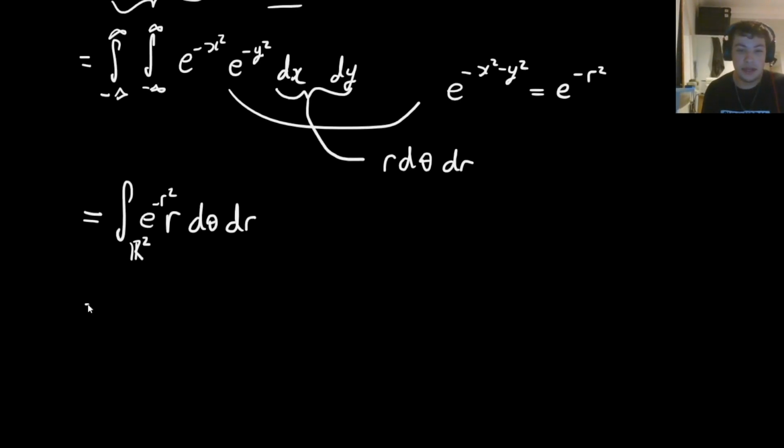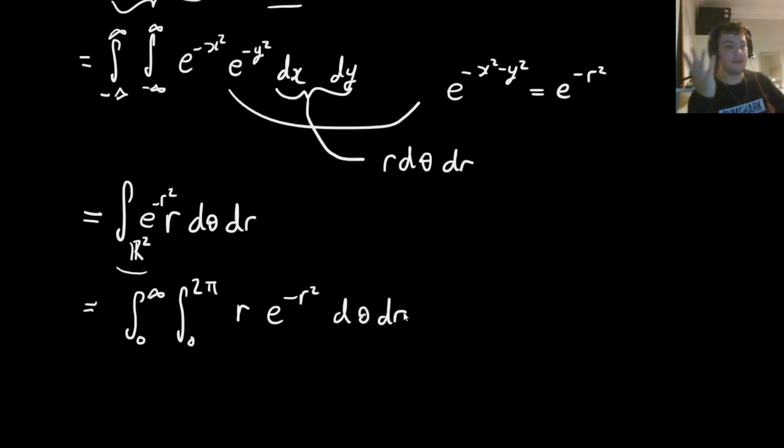Okay, so we can rewrite this integral, basically just elaborating on our bounds. So r is going from 0 to infinity, we're going from the origin all the way out. Theta is going from 0 to 2 pi. r e to the negative r squared d theta dr. Now the theta integral is the integral of a constant, so we can just do that.